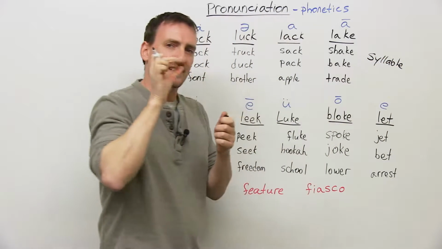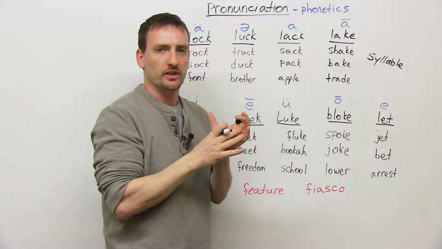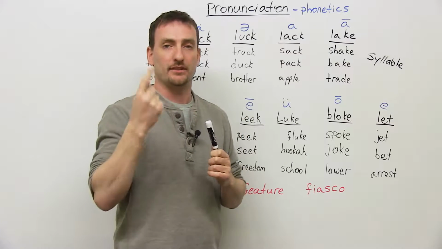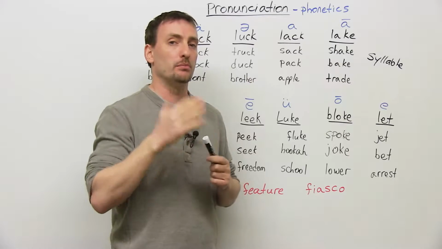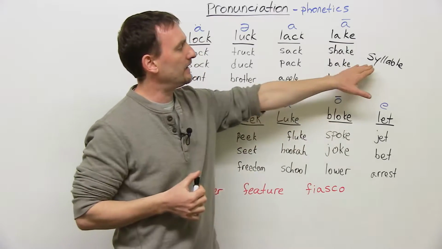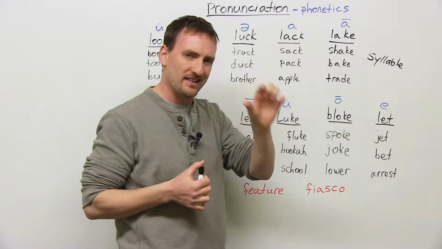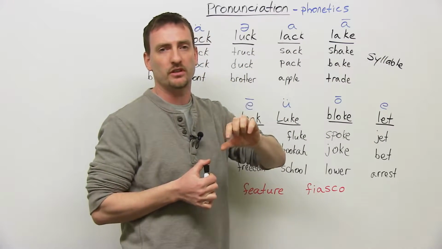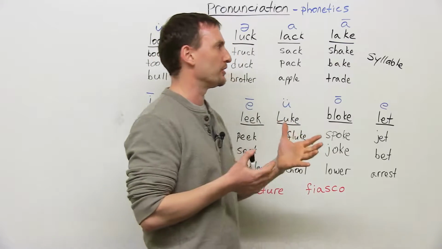A syllable is the sound part of a word. For example, the word cat has one syllable. The word beautiful, beautiful, 3 syllables, okay? So we're going to learn how to look at syllables, how to find the sound for each syllable in a word to know how to pronounce the full word.